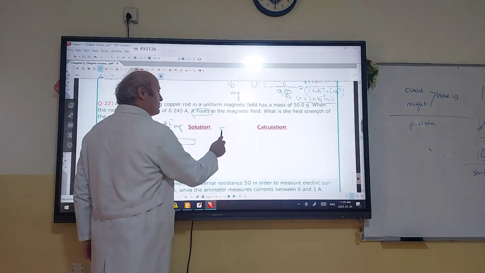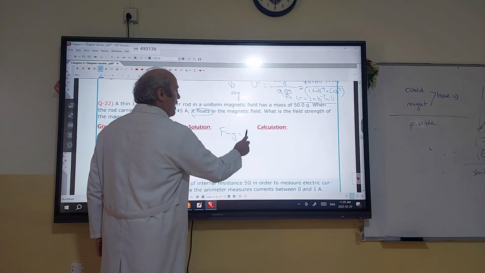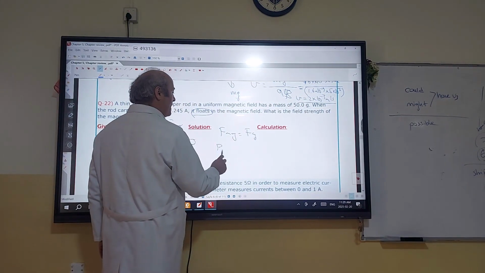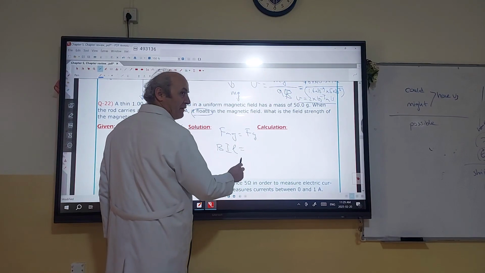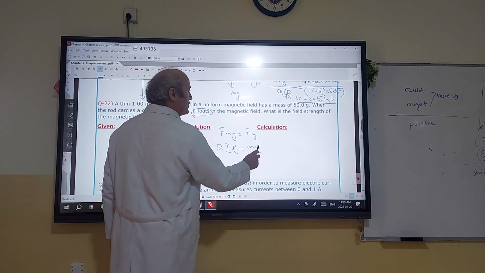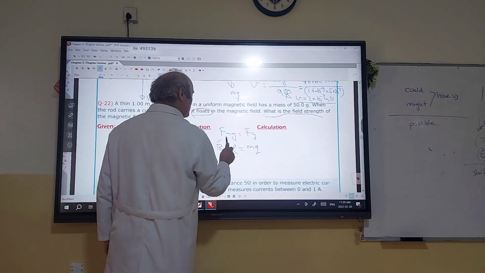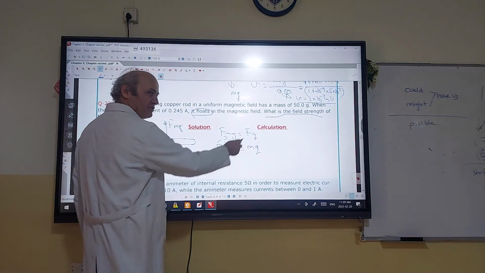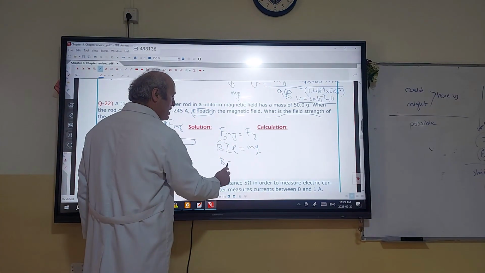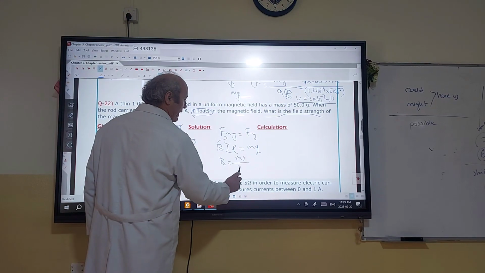F magnetic is equal to Fg. Magnetic force is BIL. Fg is m times g. What is the question? Find the field strength, so B is the question. Transfer IL to the other side. B becomes mg over IL.